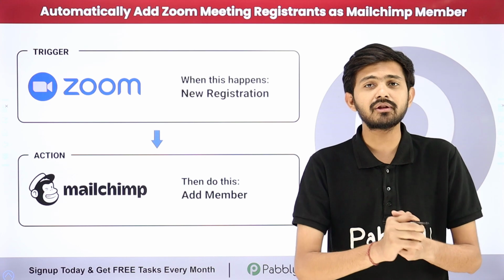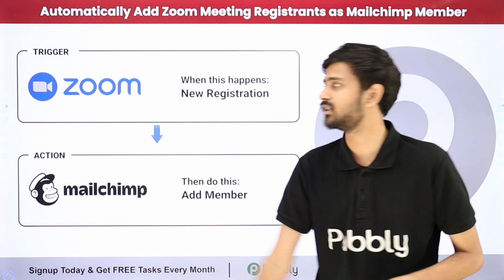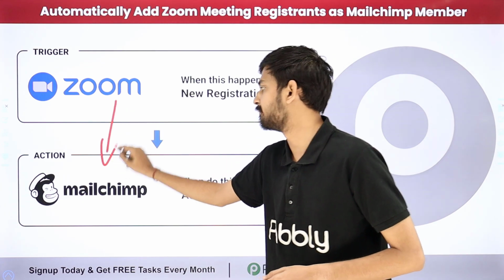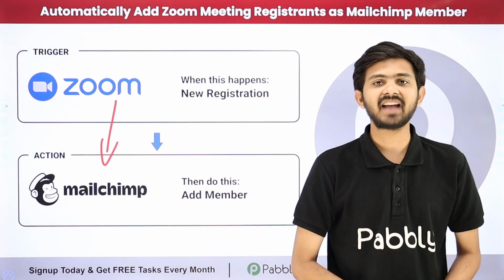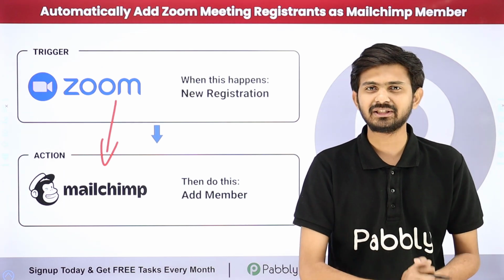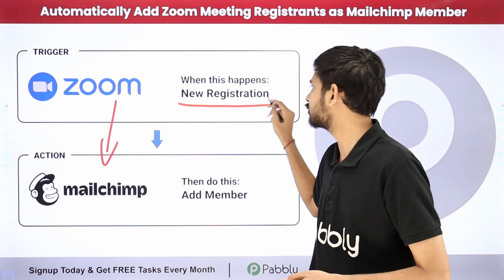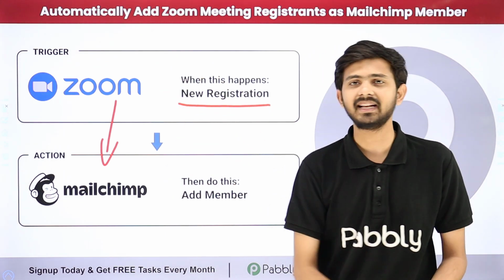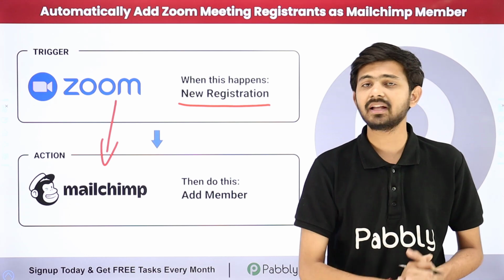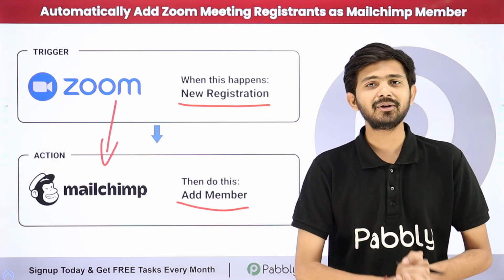I want to do this automatically, and for this I need to simply build a connection between Zoom and Mailchimp. For building this connection, I'm going to use Pabbly Connect, an amazing software for automation and integration. With Pabbly Connect, whenever I receive a new registrant for my Zoom meeting, I will automatically add a new member in my Mailchimp account. So how am I going to build this connection?